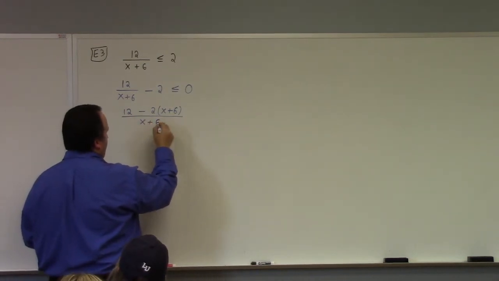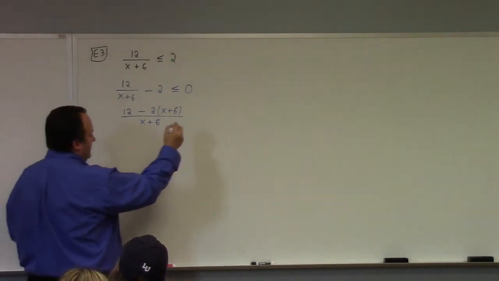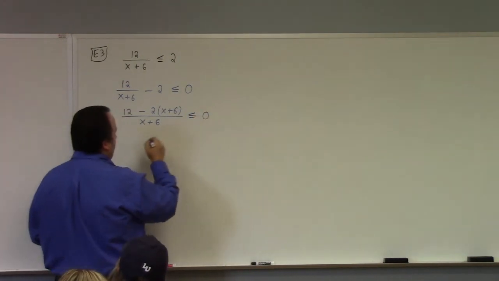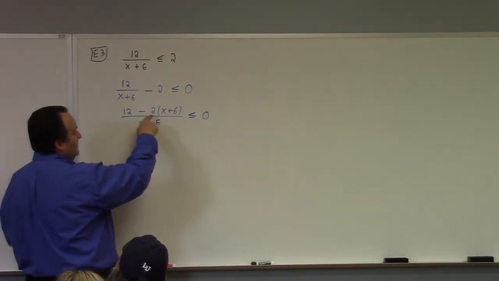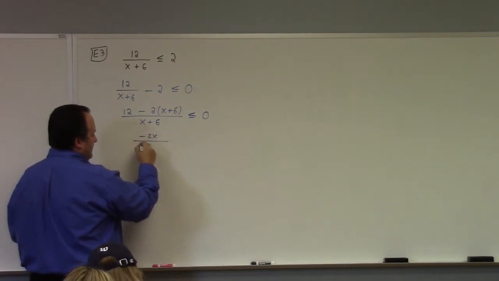Like this, right? So make a common denominator of x plus 6. All of this is still less than or equal to 0. Clean it up. What do we have? Oh, this gives us a minus 12 plus 12, right? So what we're looking at here is minus 2x over x plus 6.